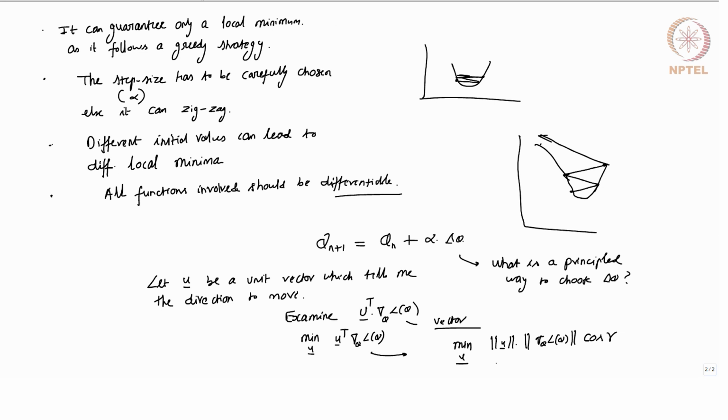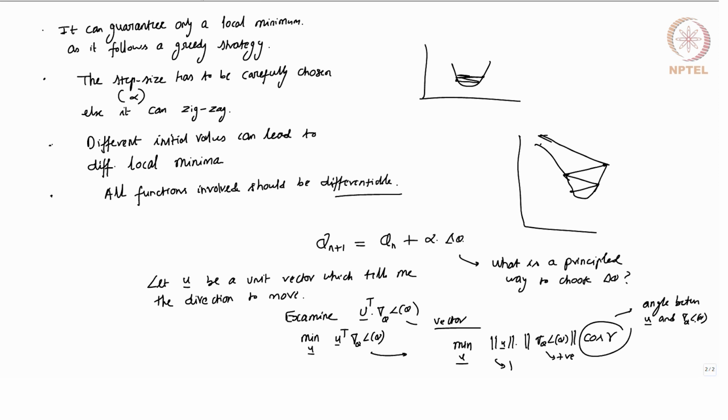Now we know that this is 1 because we have chosen this one unit vector, and this we know is actually a positive quantity, it's a norm. Therefore, if you want this to be a minimum, then everything seems to be centered around the third term, which is cos of gamma, where gamma is the angle between u and the gradient.